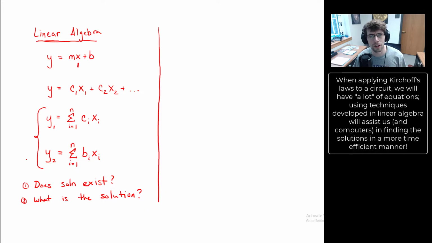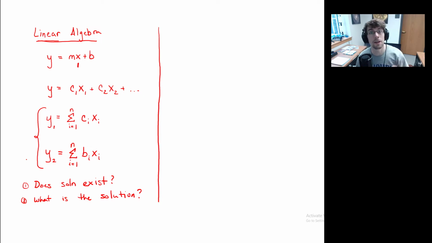This is a way for us to speed up the sub and solve process, which you're probably already familiar with. I have 10 equations. I need to sub and solve to find the variables. This will speed that up. That's why I'm introducing it here. So I'm trying to make your life easier.